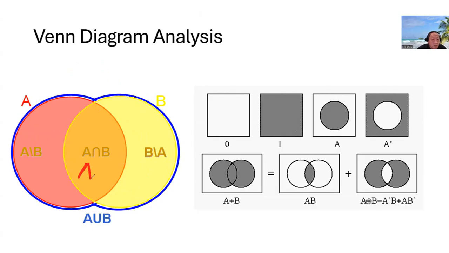Here A and B is A and B. A or B is A plus B. These are different symbols. So you have a set: 0 is nothing, 1 is everything, A is inside, A bar is outside A. A and B is both, the intersection. A XOR B is either in A or in B, but not in both. Sometimes we use A cap B, A not equals B. These are the logic symbols we sometimes use.